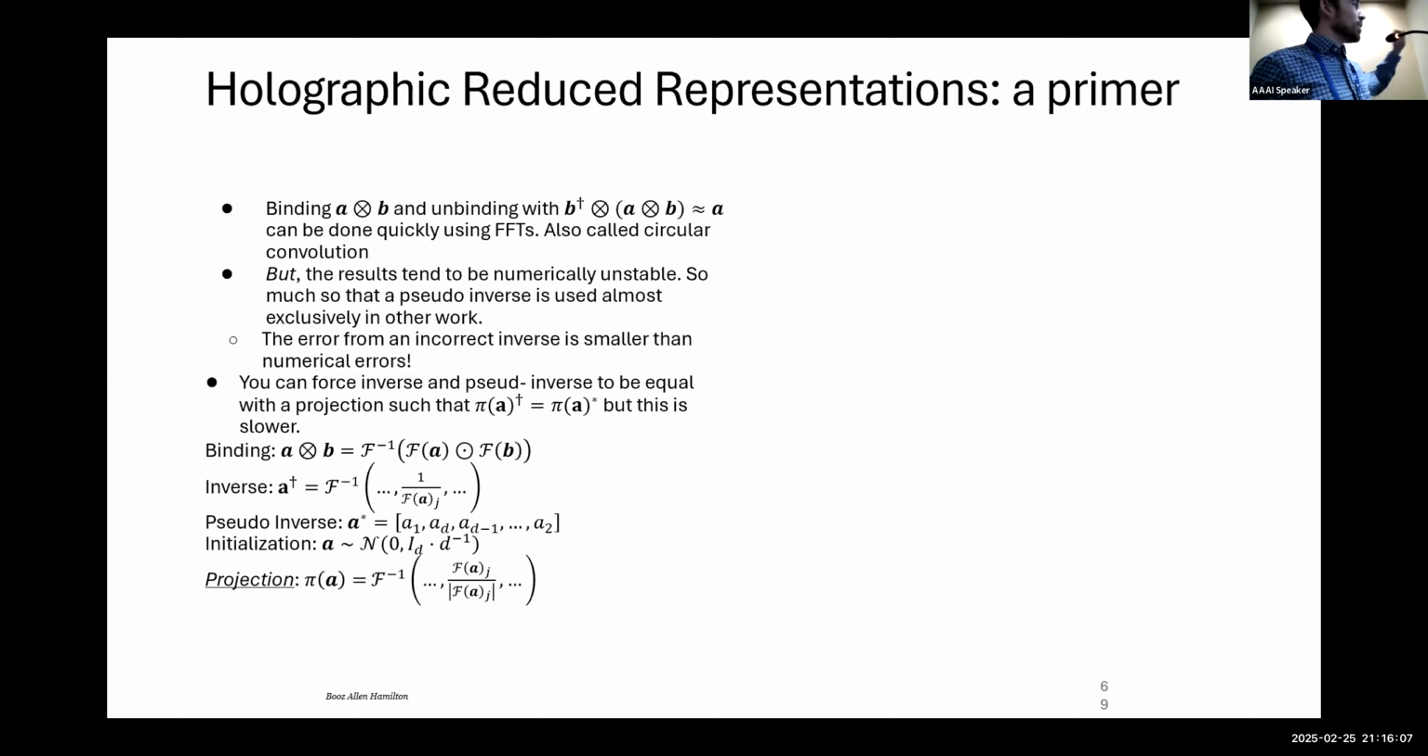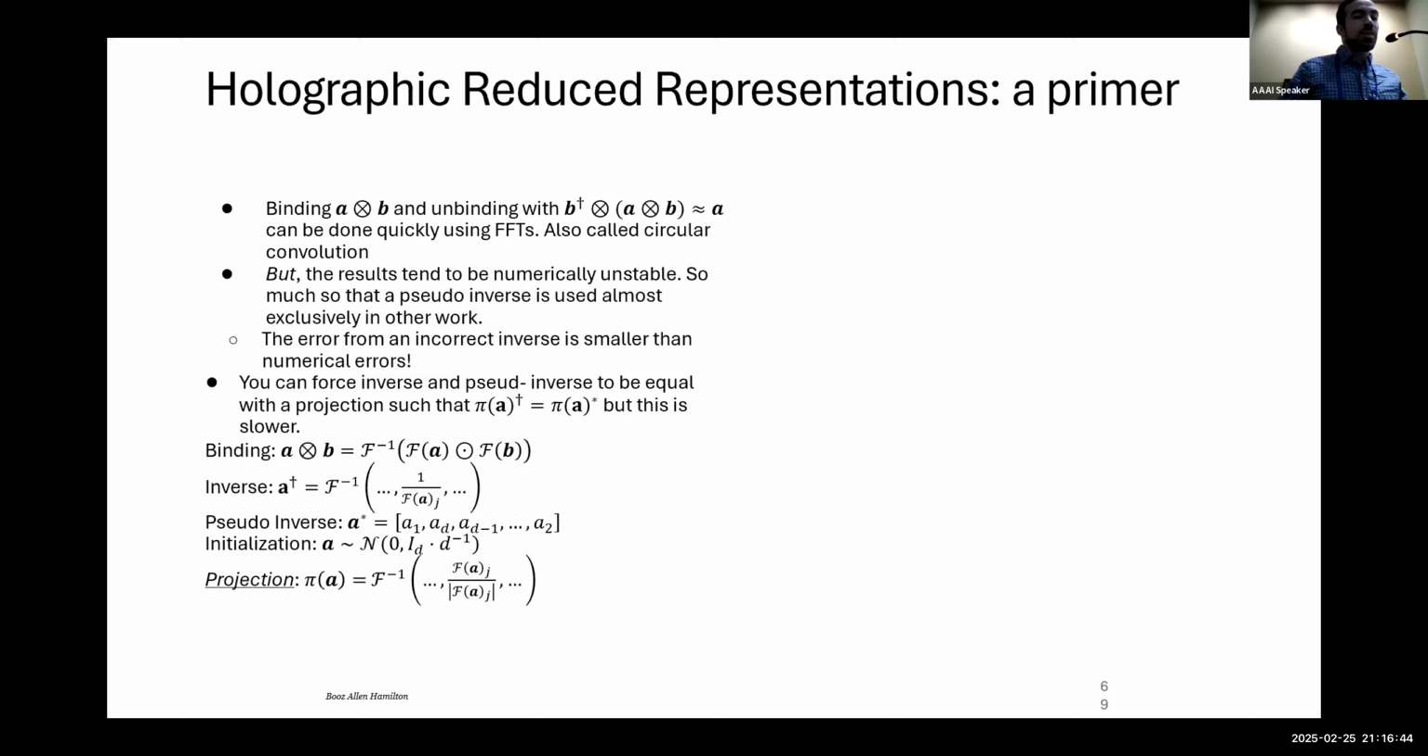So what we're going to do is we're going to define our operations for this specific VSA. Our binding operation is going to be the element-wise multiplication in the Fourier domain, and then we sort of go back again. So this is also equivalent to something called a circular convolution. But this is much faster than convolving. This is d log d time instead of d squared time. So don't actually do a convolution. Our inverse operation, we again just do the FFT and then we take the reciprocal of every element and go back.